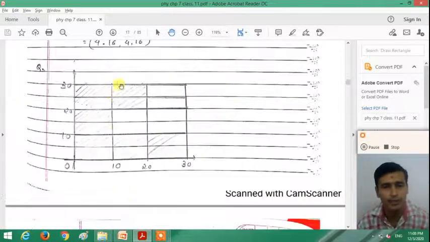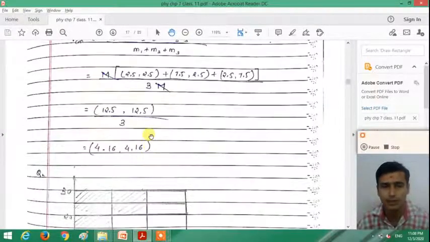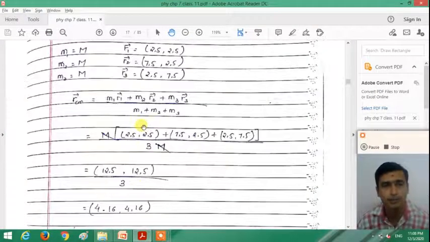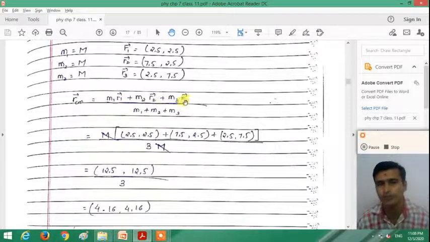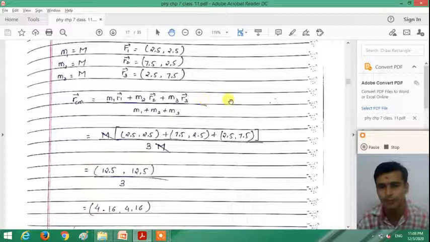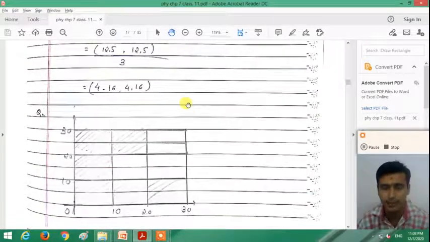So calculate the position vectors of all the sheets, right? Take the masses of all the sheets, capital N, and put in the formula R_CM is equal to m1 r1 plus m2 r2 plus m3 r3 plus m4 r4 plus m5 r5, divided by m1 plus m2 plus m3 plus m4 plus m5, right? Because here 5 sheets are there, and calculate the center of mass, right?